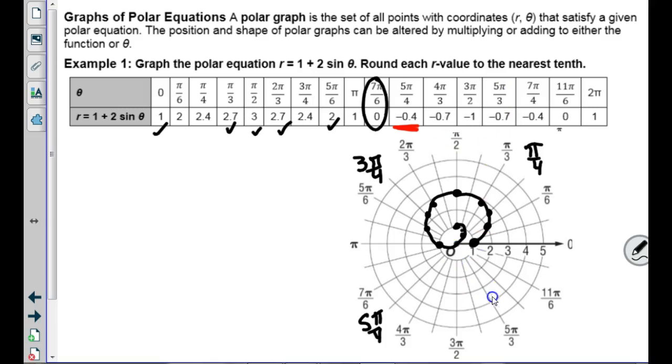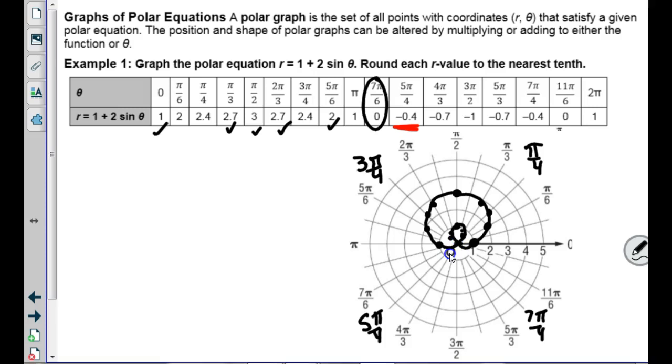All right, now 5 pi over 3 is this line. We're backing at 0.7, so we're here. 7 pi over 4 would be this line. We're backing up, and we're a little bit closer to the origin at 0.4. 11 pi over 6, we're back to 0. So we have a loop inside of there. And then at 2 pi, we're back at 1. This is what it should look like.